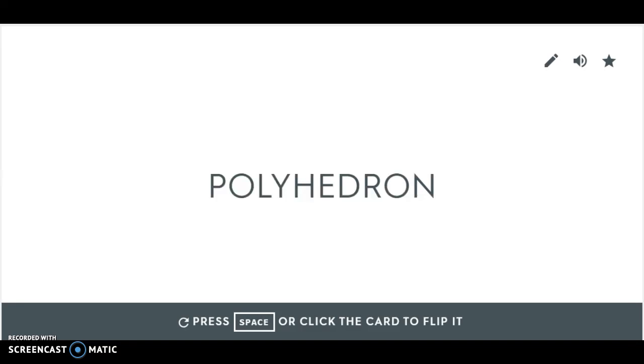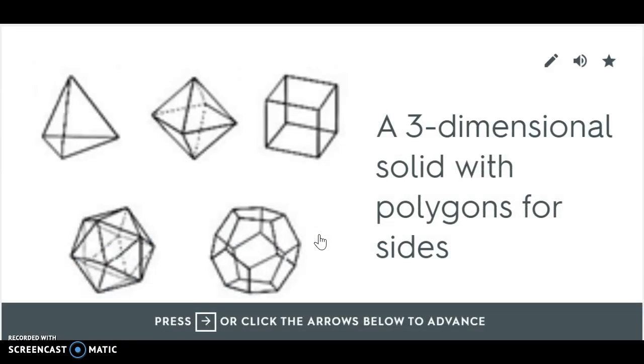Okay, so this is section 11.4, three-dimensional figures. The first thing we need to know is the name of an official one, which is called a polyhedron. A polyhedron is a three-dimensional solid with polygons for sides. So remember, polygons are things that have straight lines, no curves, no openings, and no crossing lines.